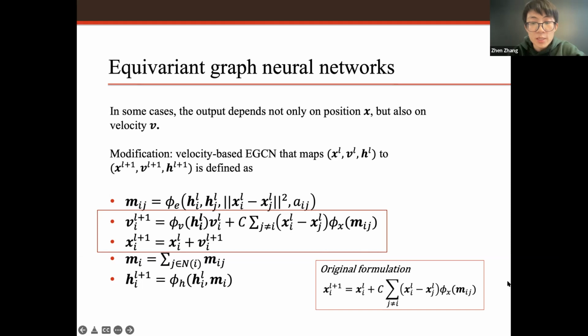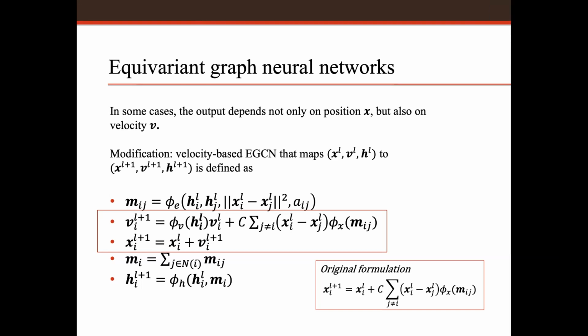And so the original formulation is xil plus 1 equals xil plus c times the sum over j not equal to i of xil minus xjl times this. So this is the original formulation, right? But if you want to take the velocity into account, they just add this thing here. So they update the velocity through this formula, and then they use the velocity to update the position. So this is kind of like a numerical integrator in some sense. And also here, the sum over j not equal to i is actually not summing all the nodes, they are just summing over j in a neighborhood of i.